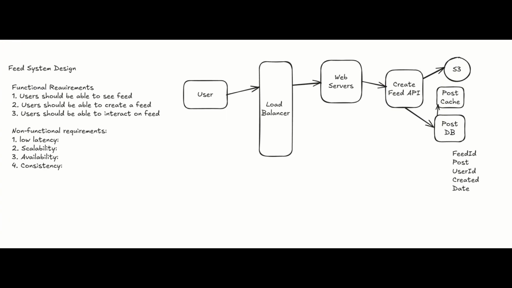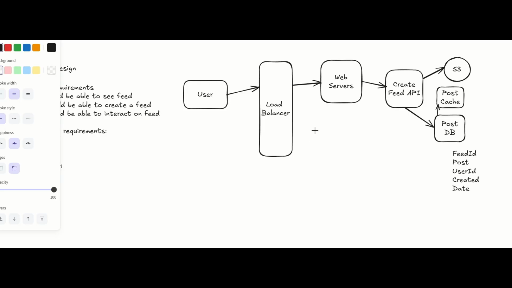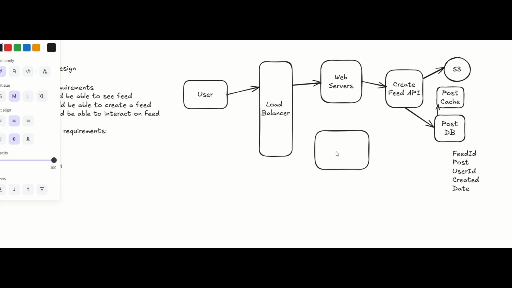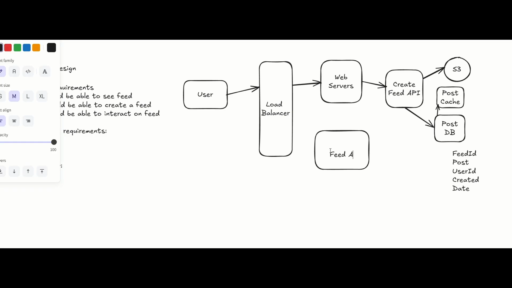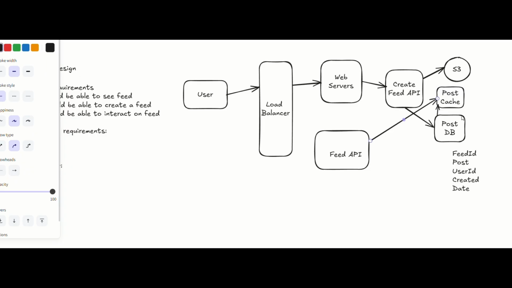Now let's look into our second functional requirement, which is that users should be able to see the feed when they log in. When you log in to Instagram using your app, we display the feed, and for that we will use the feed API. This feed API will get content from the post cache, and if the data is not available in the post cache, then it will get data from the post DB and return it to users to display on their feed. So this is our simple flow in terms of how we display the feed to users.